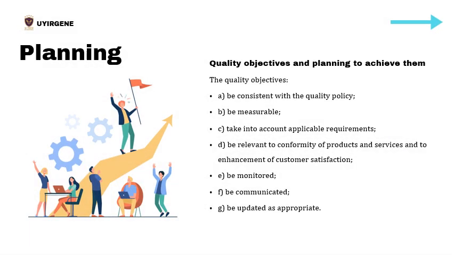Quality objectives and planning to achieve them. The organization shall establish quality objectives at relevant functions, levels, and processes needed for the quality management system. The quality objectives shall be consistent with the quality policy, be measurable, take into account applicable requirements, be relevant to conformity of products and services, and to enhancement of customer satisfaction, be monitored, be communicated, be updated as appropriate. The organization shall maintain documented information on the quality objectives.